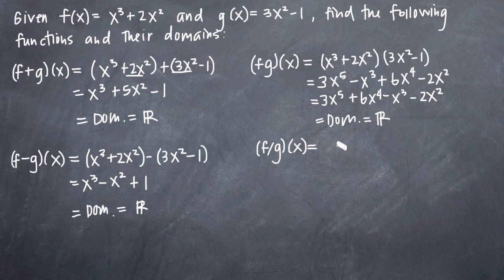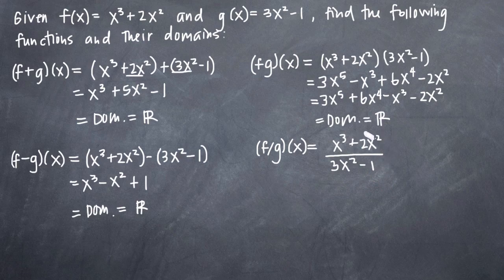Finally, our last function here, the quotient of f and g, we'll take f of x and we'll divide it by g of x. So we'll see that our numerator here will be f of x, which is x cubed plus 2x squared. And we'll divide that by g of x, which we know to be 3x squared minus 1. And there's really not a whole lot we can do here to simplify. We could factor out an x squared from our numerator, but that wouldn't allow us to cancel anything. So this will be our quotient function. We just need to figure out what the domain is.